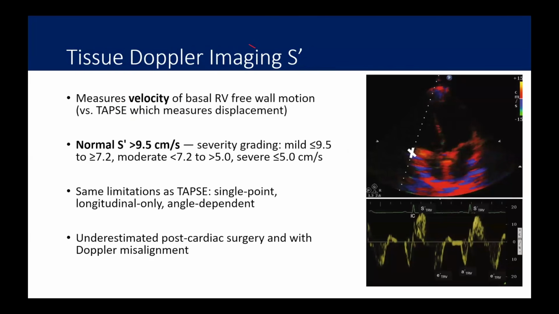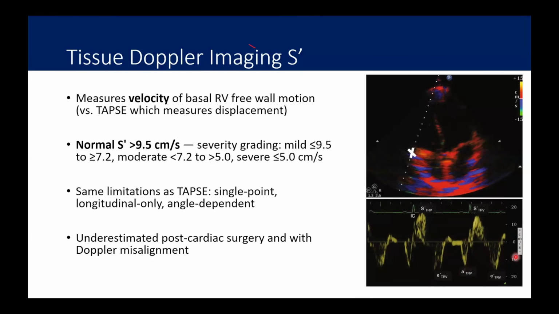So, tissue Doppler imaging S prime. This is like your sibling of TAPSE, and you're measuring the same thing at the same location, but in different units. TAPSE measures how far the annulus moves in millimeters, and your S prime measures how fast it moves in centimeters per second. You have your pulse wave Doppler sample here at the lateral tricuspid annulus, and you're optimizing the baseline so that the S prime wave is clearly above and the diastolic E prime and A prime waves are below.